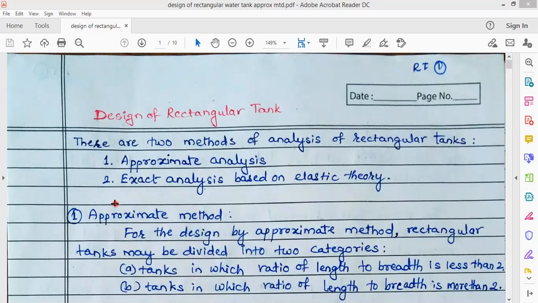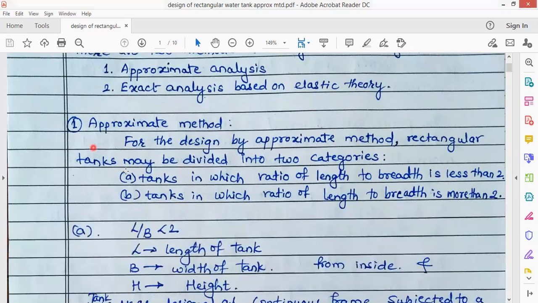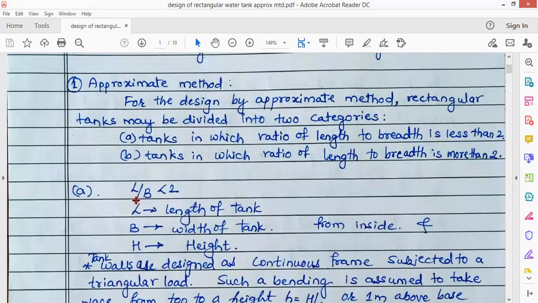Again we have two methods here, approximate analysis and exact analysis based on the elastic theory. We are going to use the IS code here, IS 3370, for the design. In the present class, we will study the approximate method, and later on we will study the IS code method. Some formulas and conditions are there in this, so we'll go through them and then we'll take up an example.